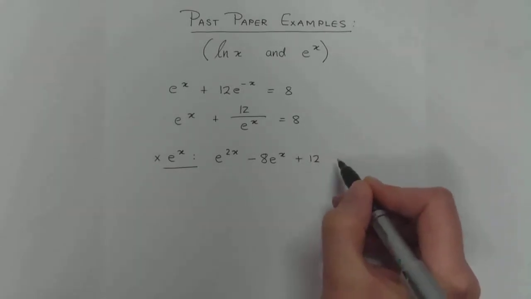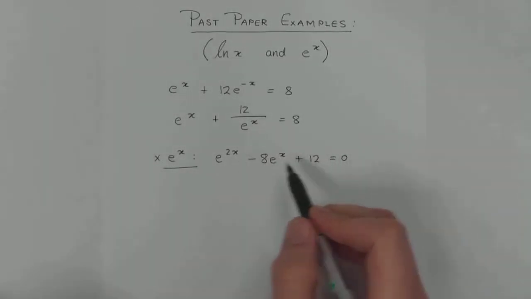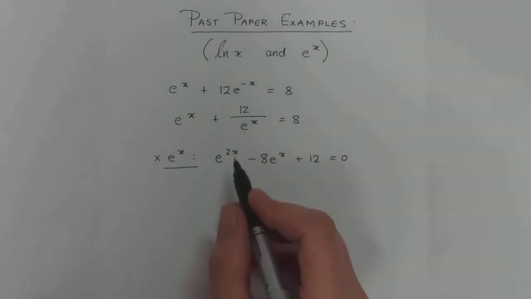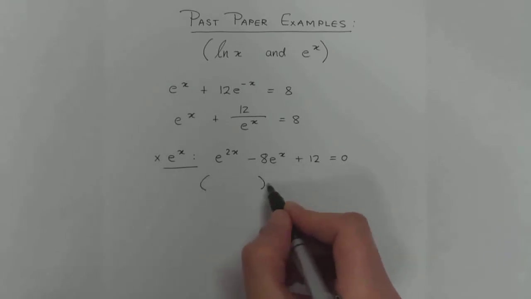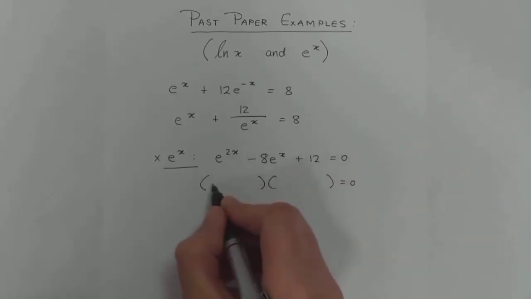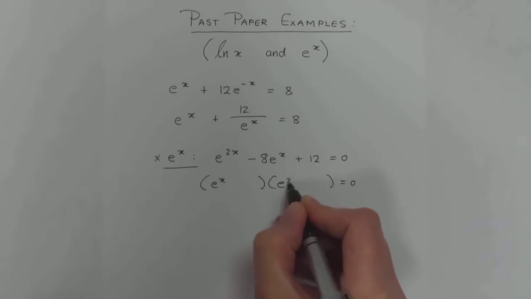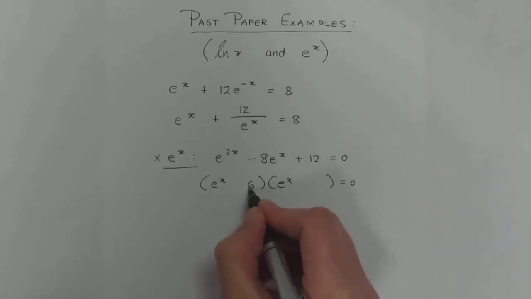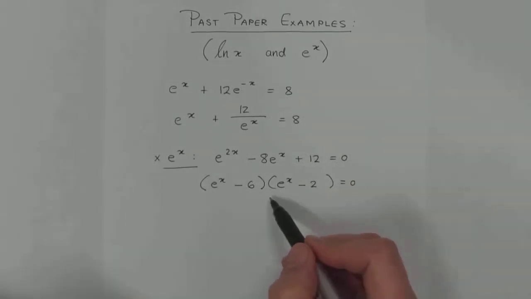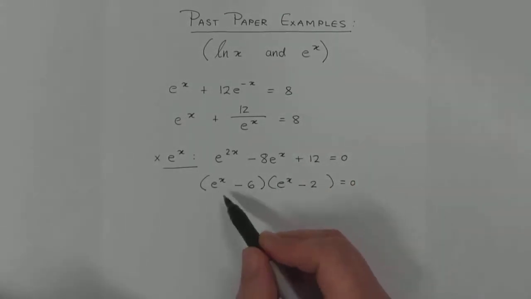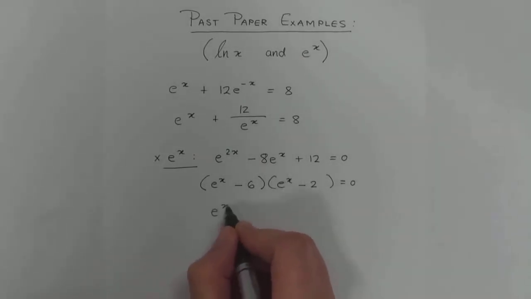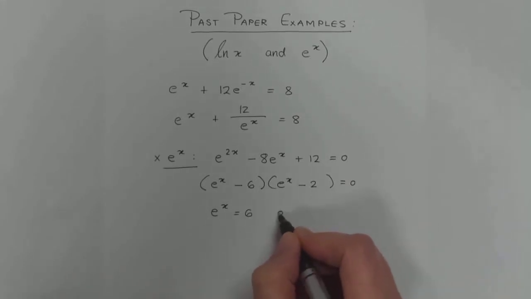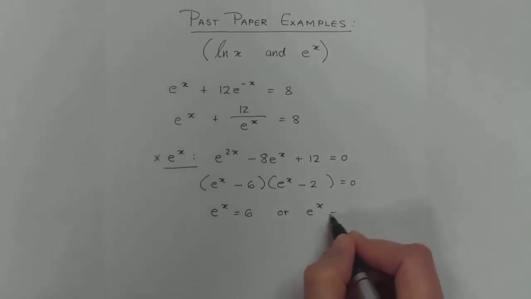And that is exactly like the one in the previous video, which just involves factorizing because it's a quadratic trinomial, exponential, but it's effectively a quadratic trinomial. So we factorize, and we say it's e to the power of x times e to the power of x, and then that 12 is going to be 6 times 2. And it's got to be minus 6, and it's got to be minus 2. So I've got the minus 6e to the power of x minus 2e to the power of x is minus 8e to the power of x. That then gives me e to the power of x is equal to 6, or e to the power of x is equal to 2.